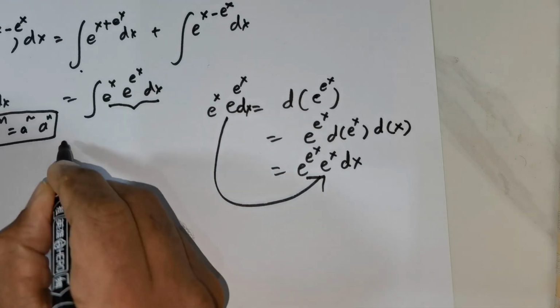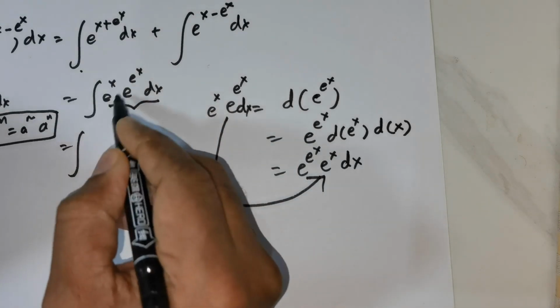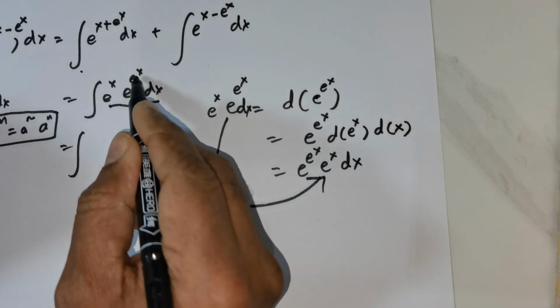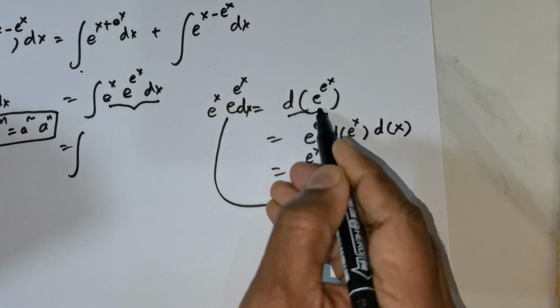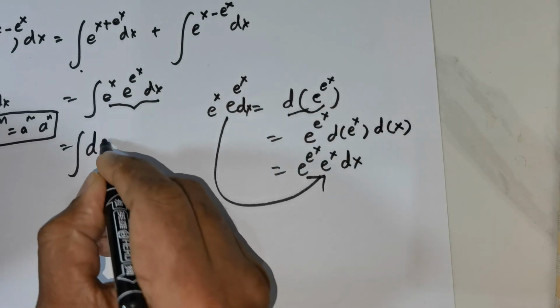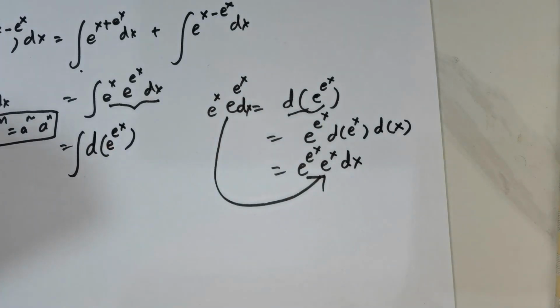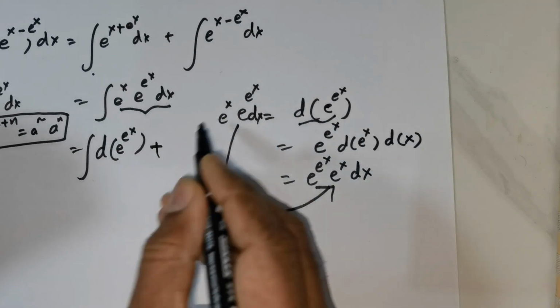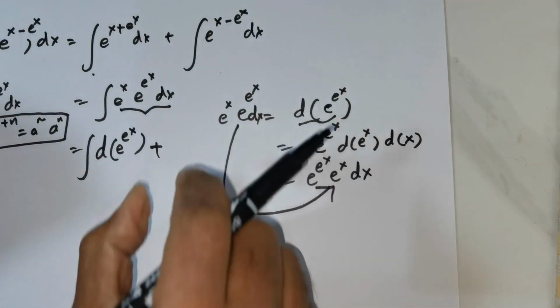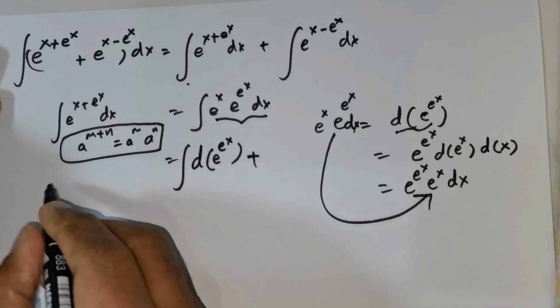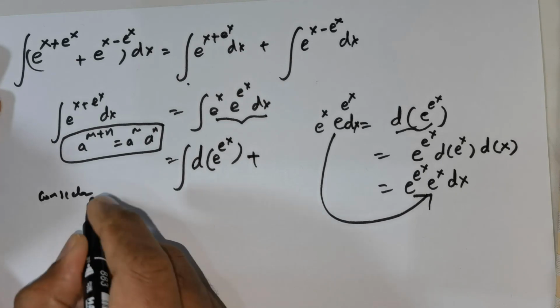So in other words, this quantity e raised to the power of x times e raised to the power of e raised to the power of x times dx can be replaced with the derivative d of e raised to the power of e raised to the power of x, right? Fair enough. Okay, now we have to place the second part. Now what I'm going to do is I'm going to consider the second part.